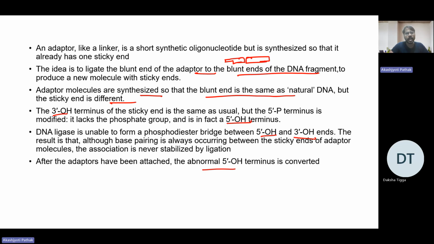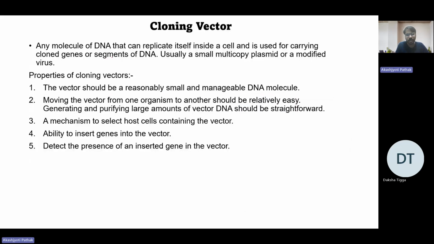So that is all about the adapter. Now coming to cloning vectors. What are the different vectors used? What is a cloning vector, first of all? Vector means that it will carry something, right? So a cloning vector is a molecule which has the ability to replicate on its own, and it has the ability to carry your gene of interest. So that is your cloning vector.